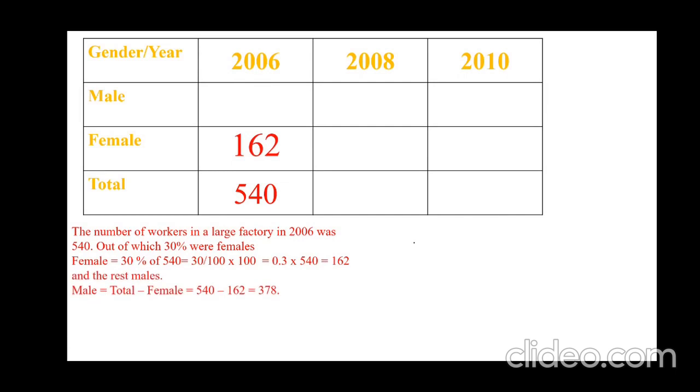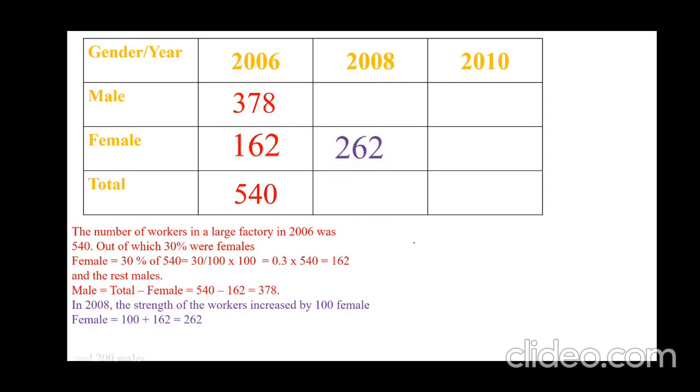Females are 162. Then how many males? Total minus female. So we found it. That is the first information. Come to the second, 2008. In 2008, the strength of the workers increased by 100 females. What is the strength in 2006? 100 will be increased, so we put 262. Then 200 males increased, that we put as 578. Then the total we can find out as male plus female.